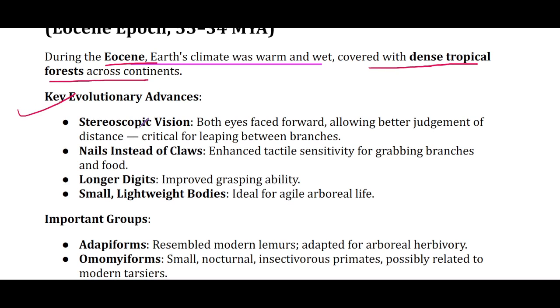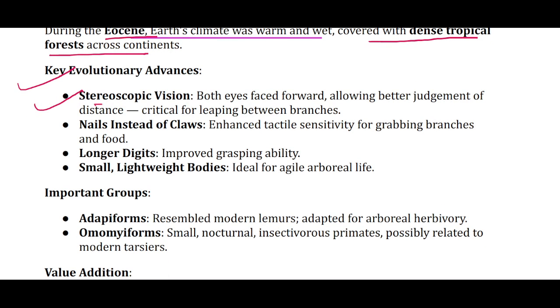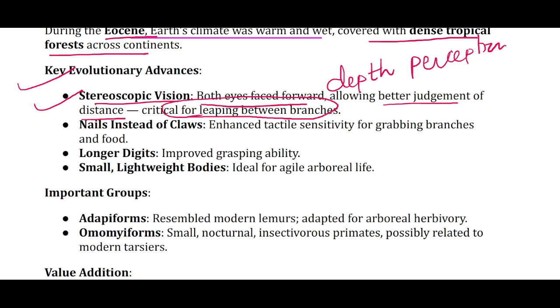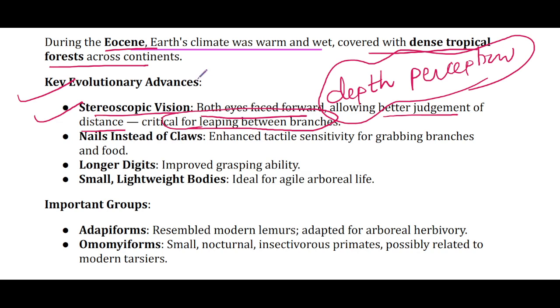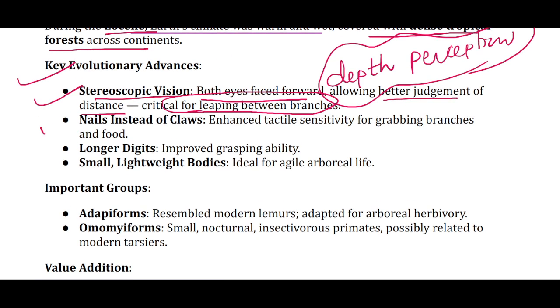So here the key evolutionary advances: first, stereoscopic vision, when both the eyes were placed forward, that allowed better judgment of distance that was critical for leaping between branches, which is also called depth perception. And I have already elaborated the mechanism how the forward placement of eyes provides for a stereoscopic or overlapping field of vision. And the second advance was the evolution of nails instead of claws.